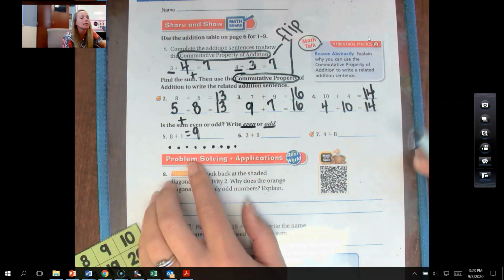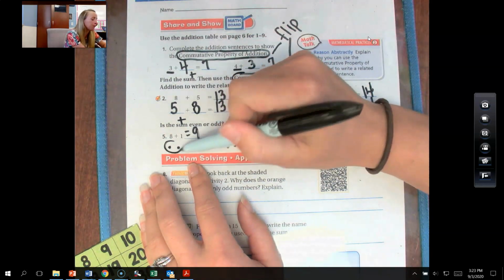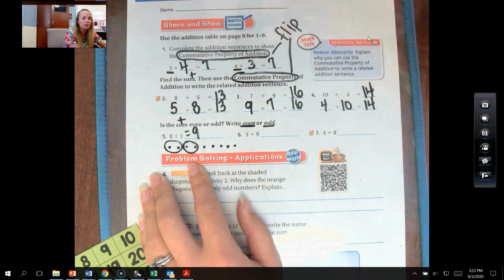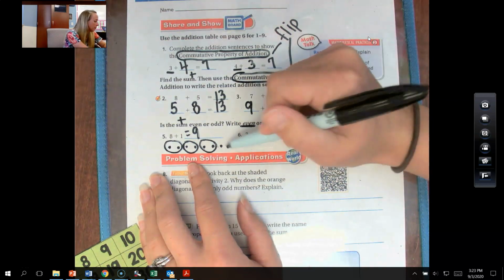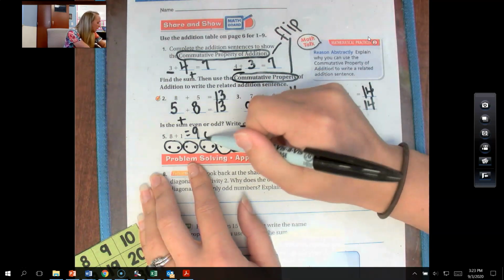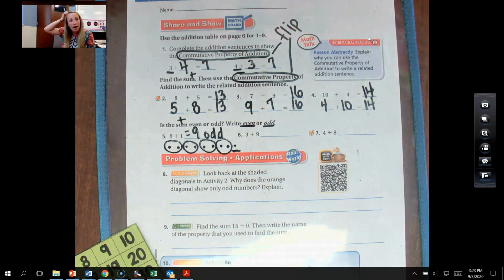So let's see, is 9 even or odd? They have a friend. They have a friend. Odd man out. So the number 9 is odd. Write in your book the word odd now.